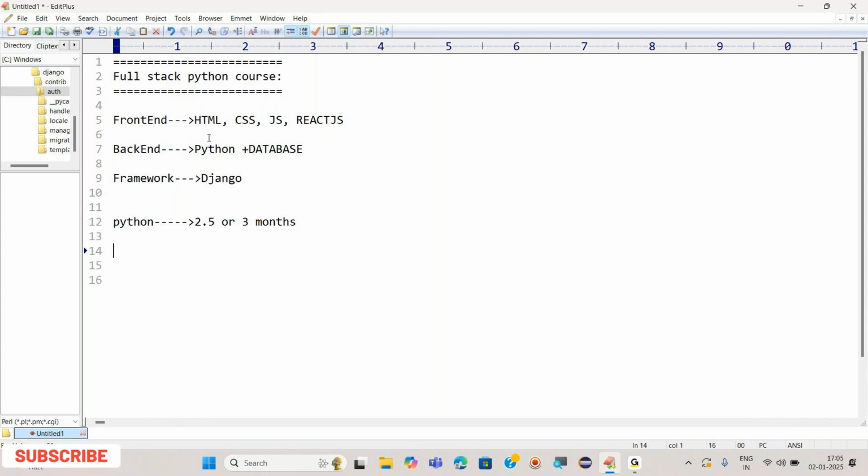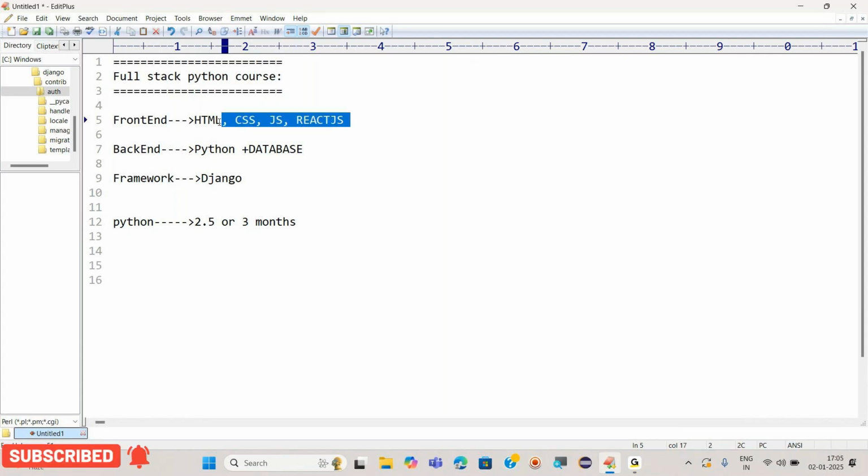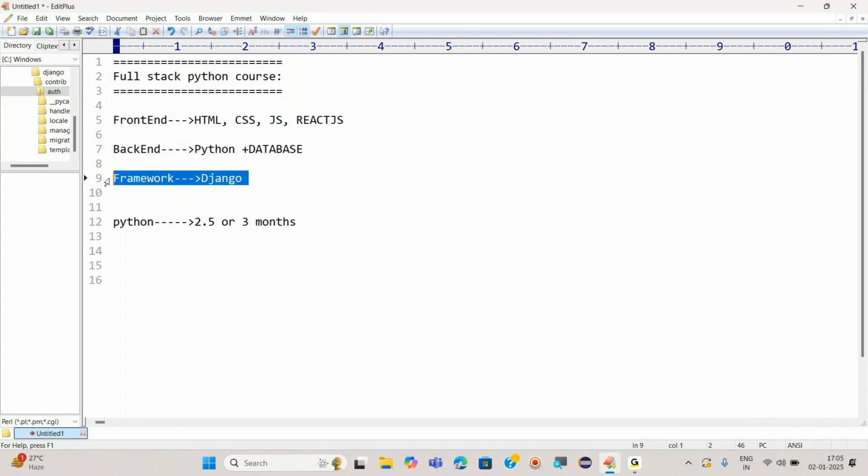Then we'll also go in parallel for HTML and CSS, that is your front end class. Once we complete the front end and back end database, we will start our framework called Django. Now, what we are going to see in Python, we'll see later on in the course curriculum.